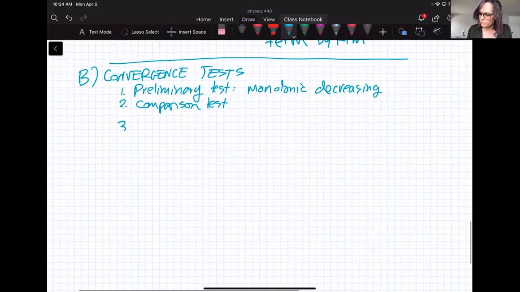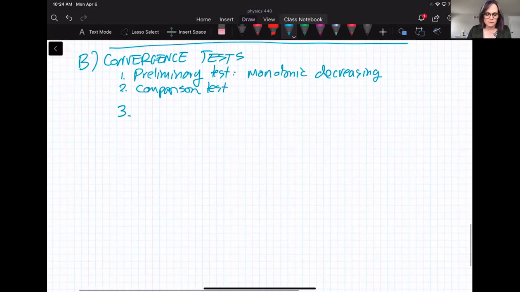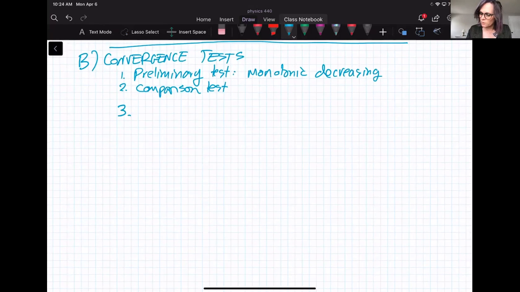Then we can look at a couple of other comparisons. I'm going to focus on a couple. We'll start with the Cauchy root test, or not the Cauchy root test. I'm going to skip that one. Ratio test.